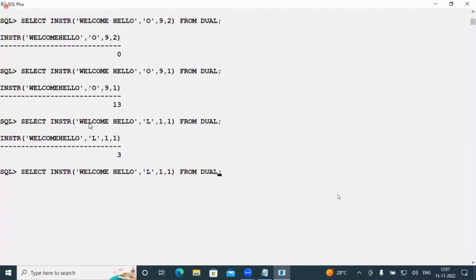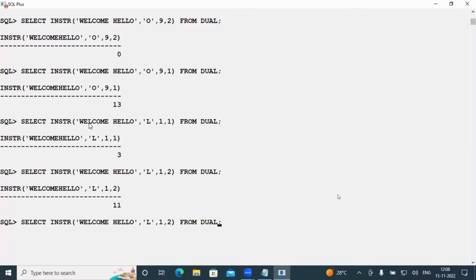Now I'm giving from the first position onwards only. I want its second L position. From first onwards, W after, the second L position number. How much? The second L position number. How much? The second L position number is 11.